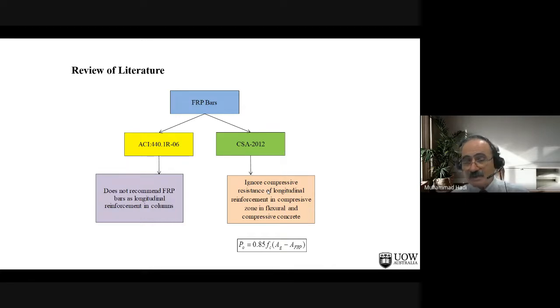So in this case, you take only the 0.85 f'c, which is the compressive strength of concrete, and you multiply it by the net area of concrete. And you ignore the effect; usually we have the A_s f_y or f_sy, or for FRP, A_FRP, but in this case, we don't take it.